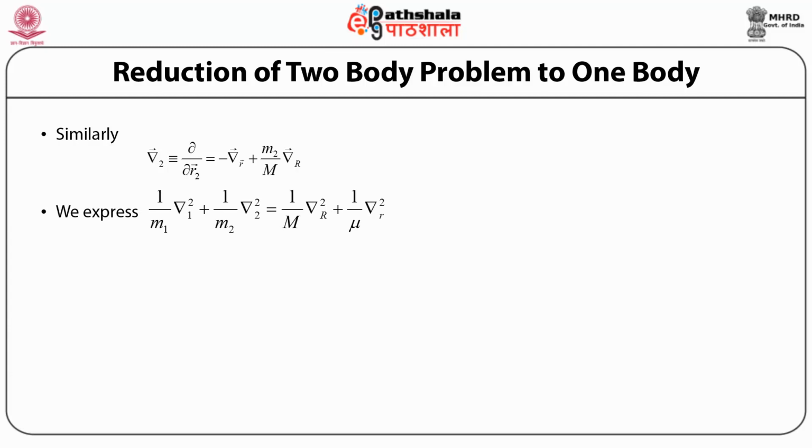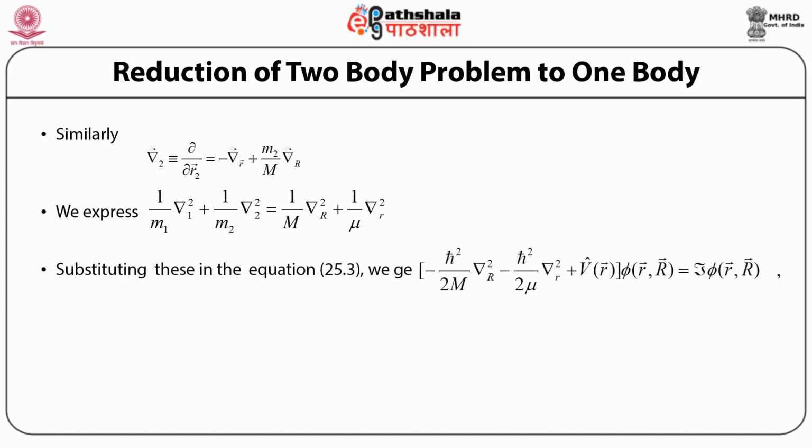Now we express del 1 squared by m1 plus del 2 squared by m2 equal to del capital R squared by capital M plus del small r squared by mu. Now substituting these in the equation 25.3, we get minus h cut squared by 2M del capital R squared minus h cut squared by 2 mu del small r squared plus V as a function of r vector multiplied by phi of small r vector, capital R vector equal to tau multiplied by phi of small r vector, capital R vector, where phi(r1, r2) equal to phi(r vector, R vector) and mu is equal to small m multiplied by capital M divided by m plus M.